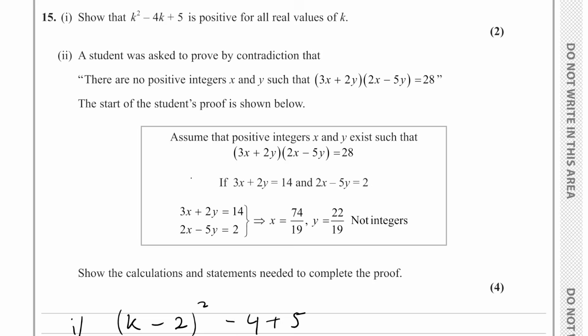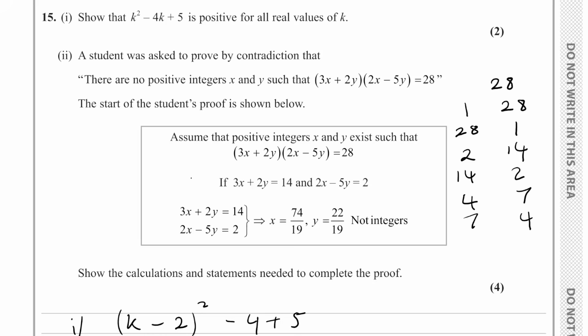So we're looking for two things to multiply to make 28, where x and y are positive integers. So what multiplies to make 28? We can have 1 times 28 and 28 times 1, 2 times 14 and 14 times 2, and 4 times 7 and 7 times 4. We can also have negatives. We can have negative 7 times negative 4.